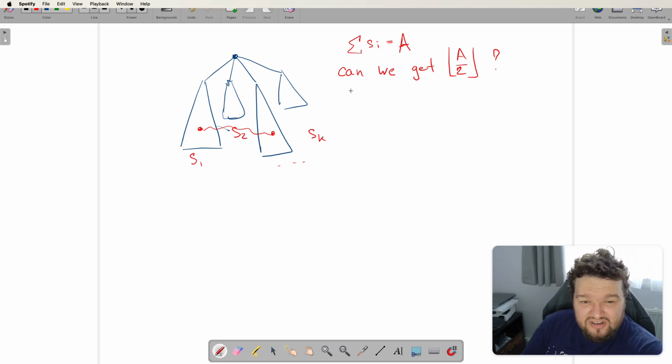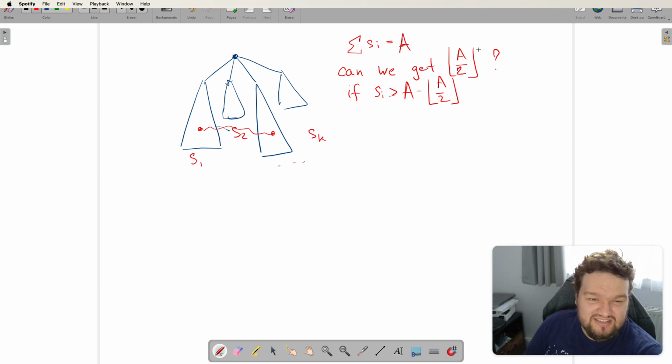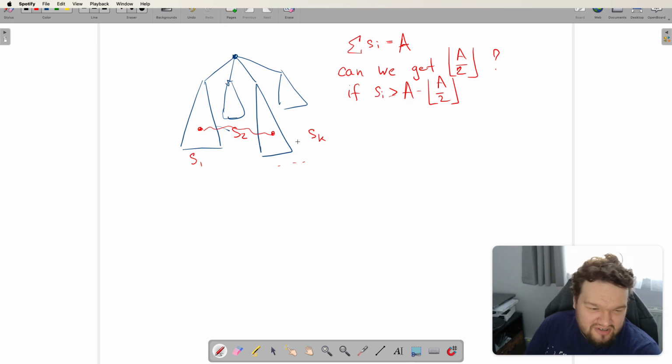Well, obviously, if some Si is greater than A minus what we want to get, it's impossible, because the total size of everything else will be less than what we want to get, and for each pair we must use at least one vertex from not the largest subtree, or generally not from any fixed subtree, because we need to use two vertices from two different subtrees.